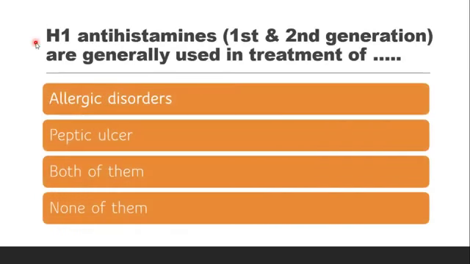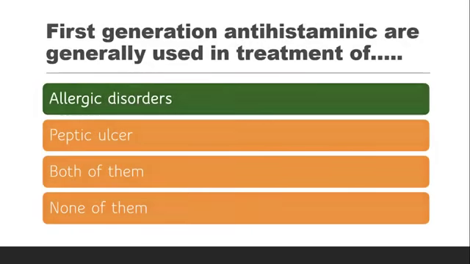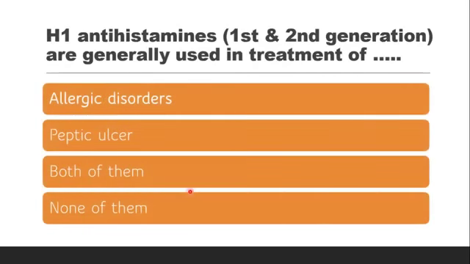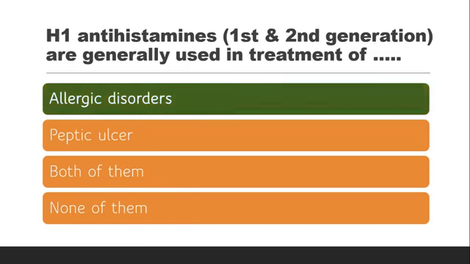Next question is H1 antihistamines, that is belonging to both first and second generation, are generally used in treatment of what? Allergic disorder, peptic ulcer, both of them, or none of them. The correct answer is it is allergic disorders.